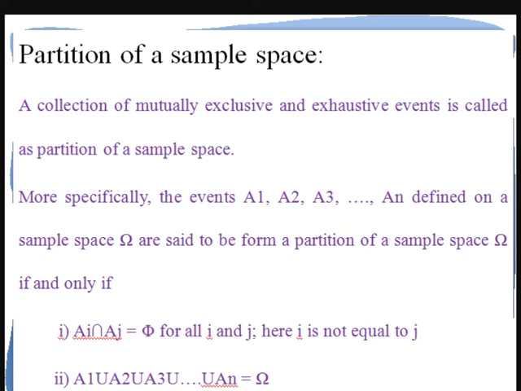That is, if we take intersection of these events, it is equal to phi. This is the first condition. And the second one is what? A1 union A2 union A3 union ... union An is equal to omega. That is, if we take union of all these events, it is equal to omega. If these two conditions are satisfied, then it is called the partition of the sample space omega.